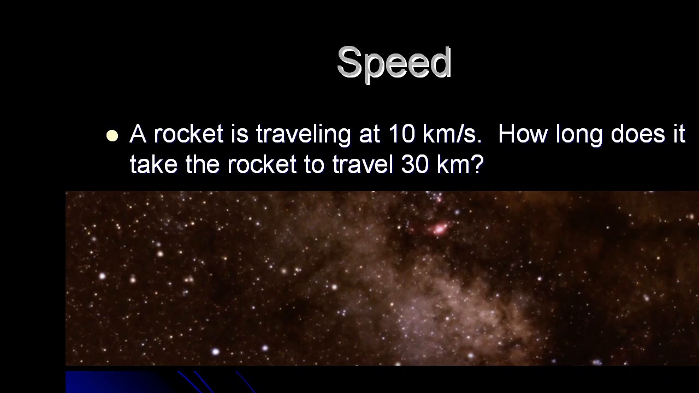All right, we got a rocket. It's traveling 10 kilometers per second. How long does it take the rocket to travel 30 kilometers? It's pretty straightforward. If we go 10 every second, we got to go 30 of those. 10, 10, 10. How many seconds? Maybe use a stopwatch or calculate it out.